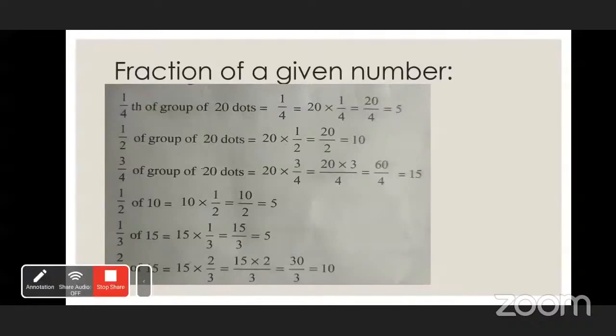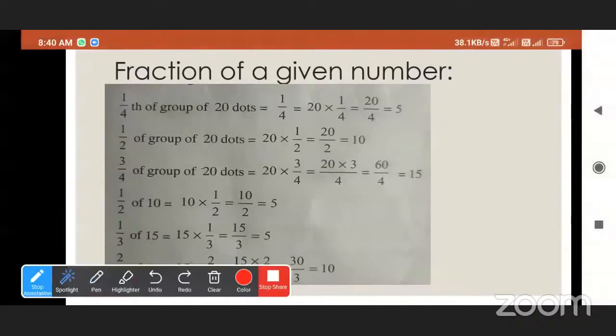Now half of a group of 20 dots. Observe this: 1 upon 2 is called half. So what is the half of 20 dots? If we have 20 chocolates, then what is the half of 20 chocolates? Yes, what is the half of 20? That is 10.